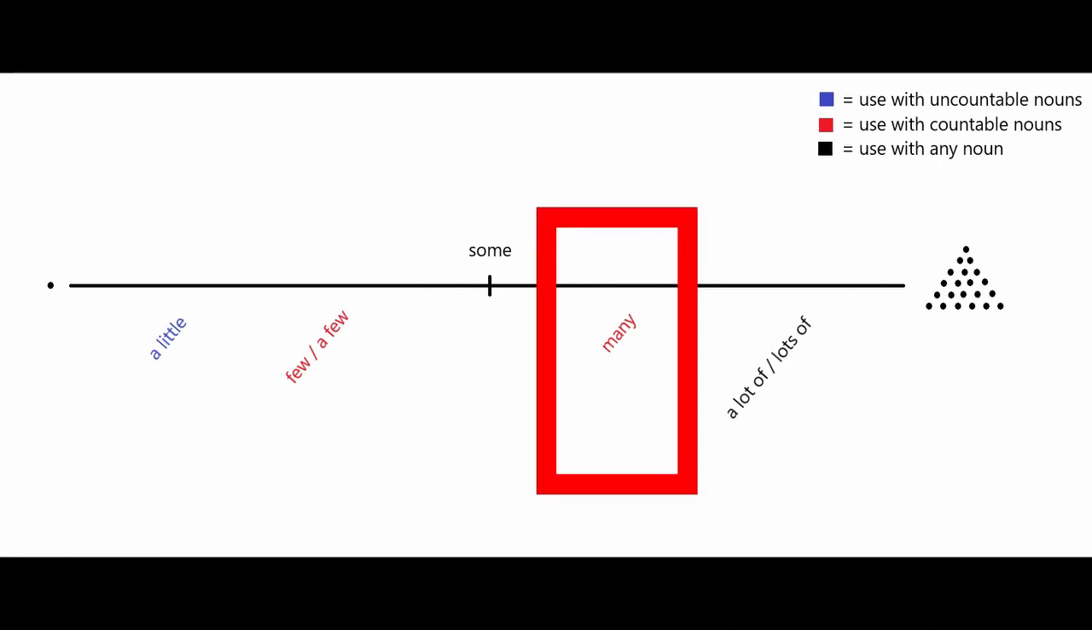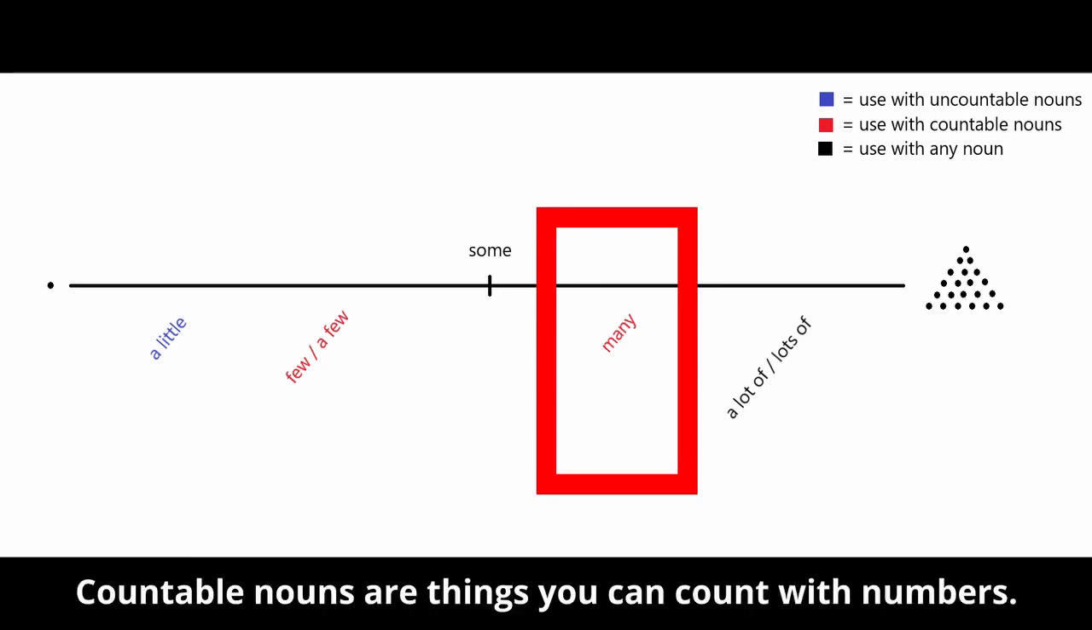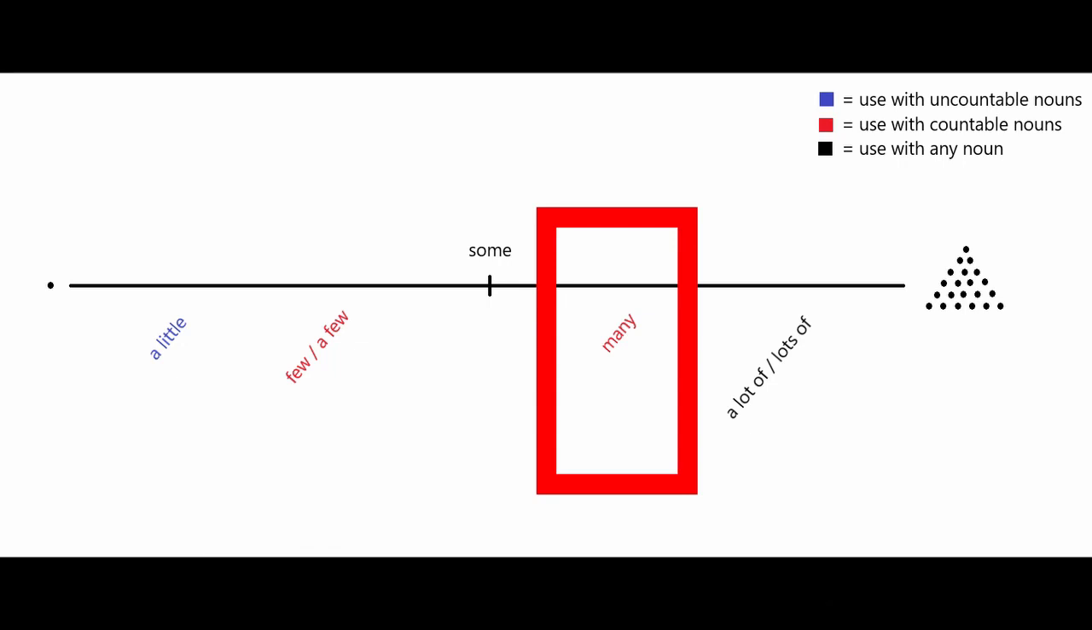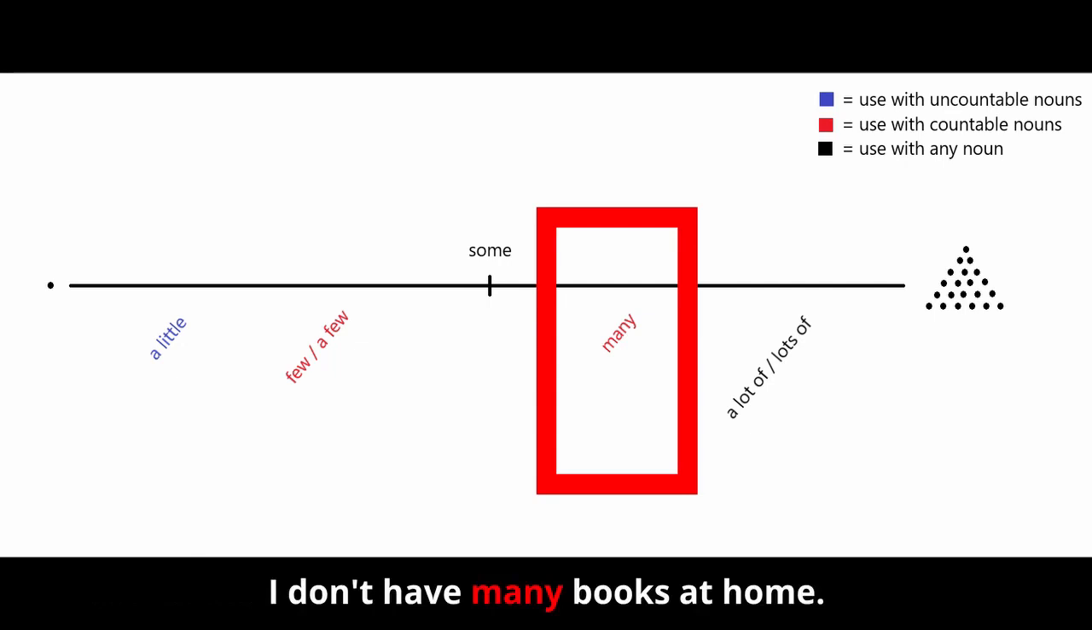Many is the next adjective, and like few and a few, many can only be used with countable nouns. Remember, countable nouns are things you can count with numbers. Let's look at a few examples. I don't have many books at home. She has many classes this semester.